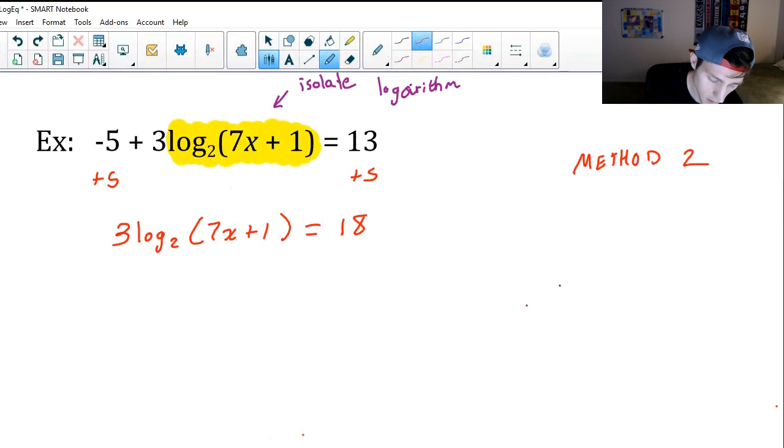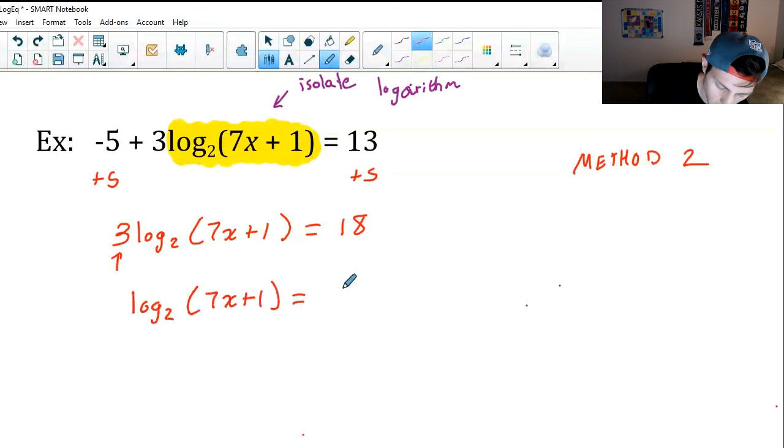Now I need to get rid of this 3. So let's divide 3 on both sides. So log base 2 of 7x plus 1 equals 18 divided by 3, which is 6. So that's fine. That's solving that we've normally done.